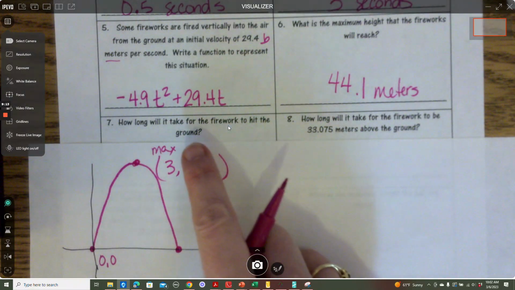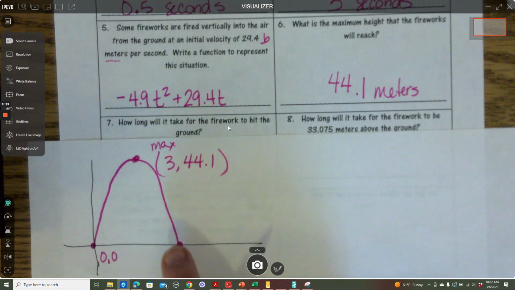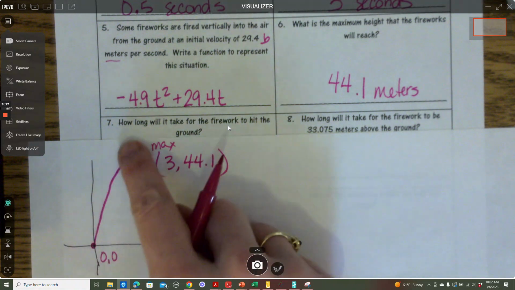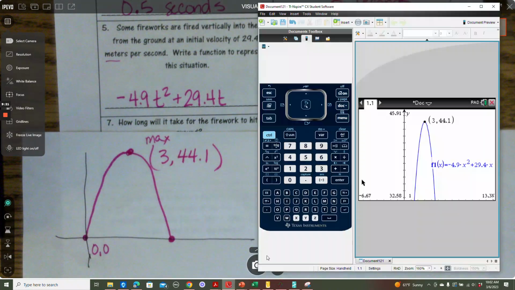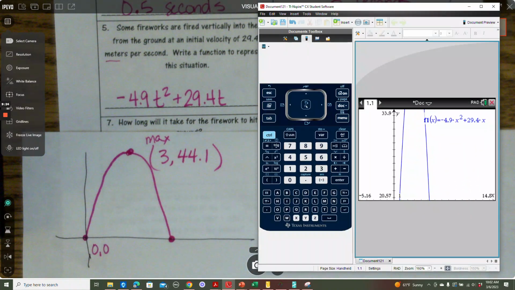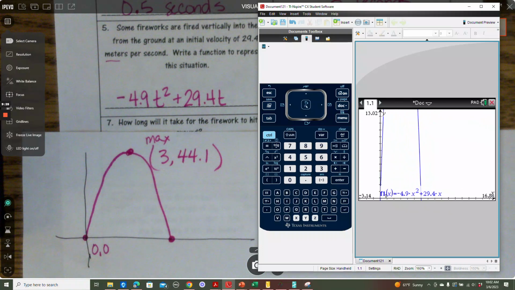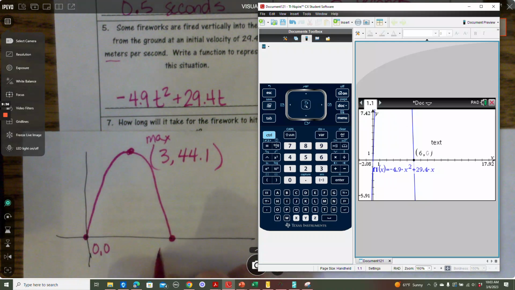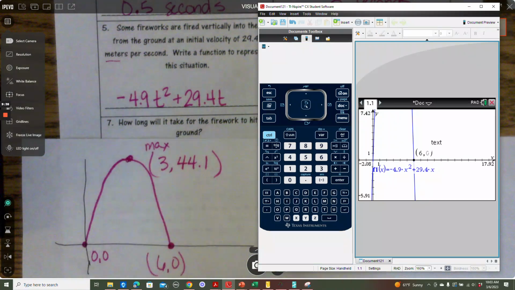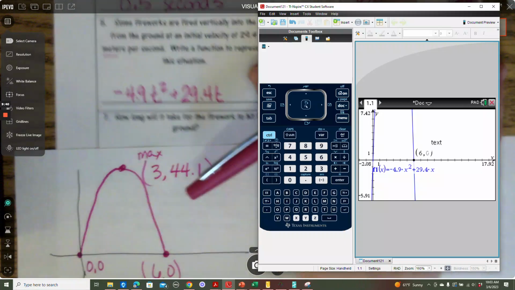All right. How long will it take the firework to hit the ground? So that's over here. It's getting shot. Highest point, comes down. So now I've got to find the x-intercept. So I'm going to drag this back down. Again, you can zoom out. You can do menu 4. So menu 6, 1. I want to find this point. That point is 6, 0. So how long will it take for that firework to hit the ground?